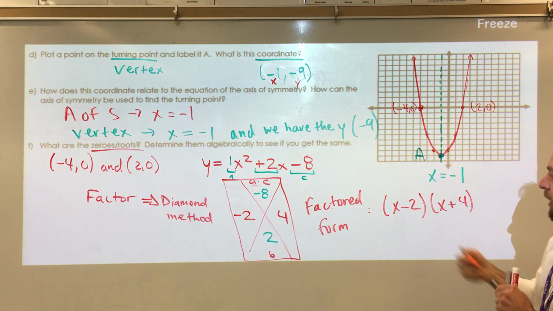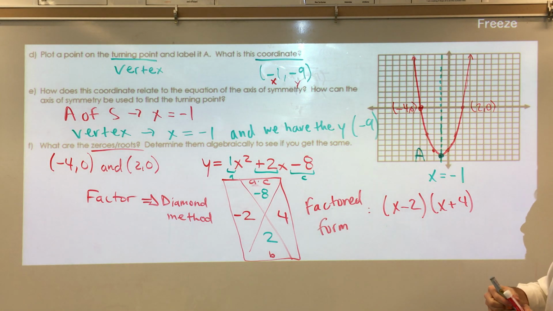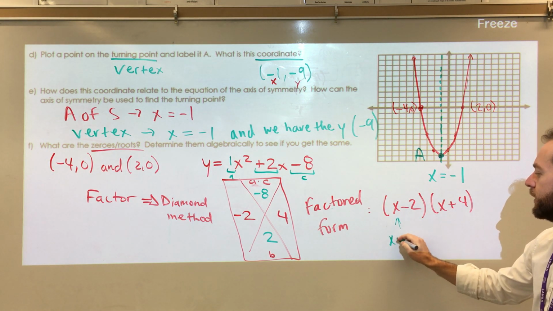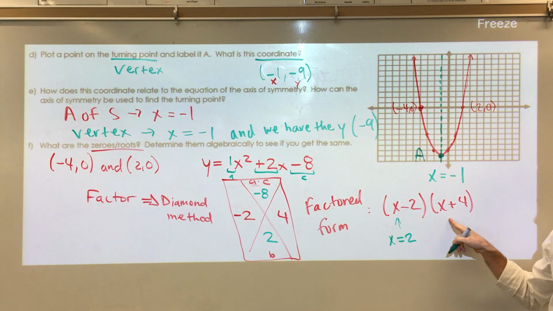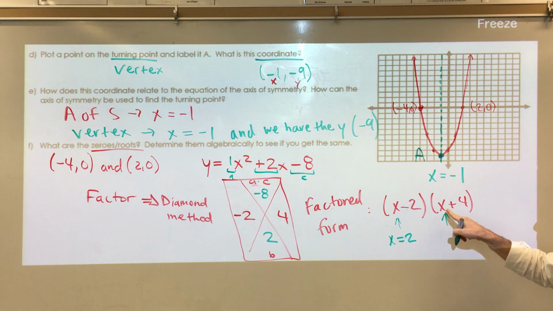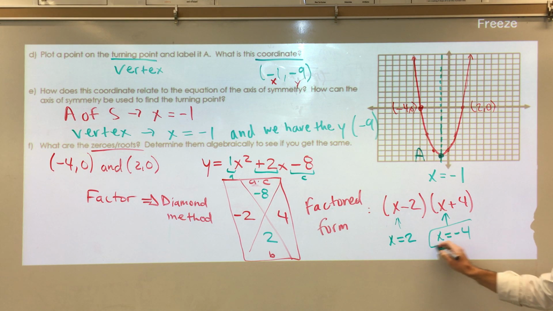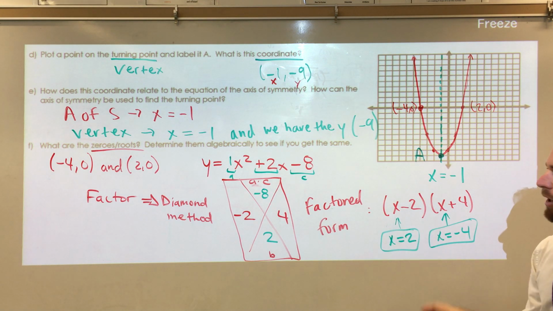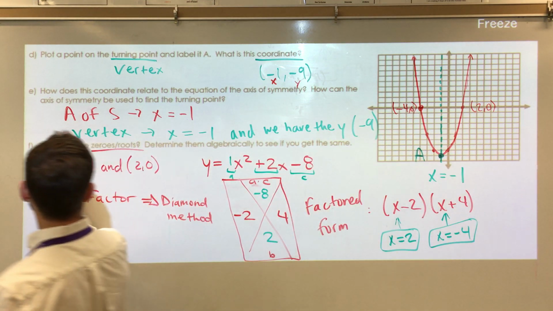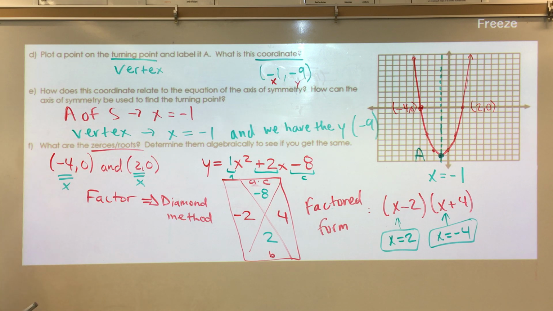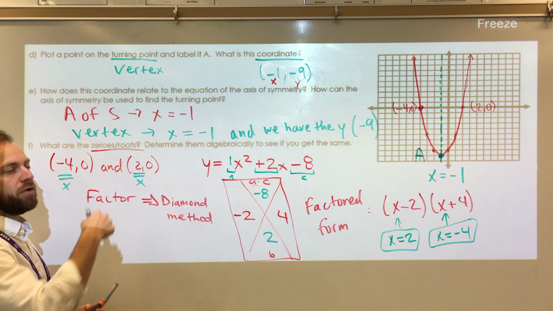Well, if I wanted to make this 0, I would plug in a positive 2. So x equals 2. If I wanted to make this 0, I would plug in a negative 4. So my two roots are x equals negative 4 and x equals positive 2. Hey, look. My x value is negative 4 and my x value is positive 2. So now you can check algebraically and you can check graphically.